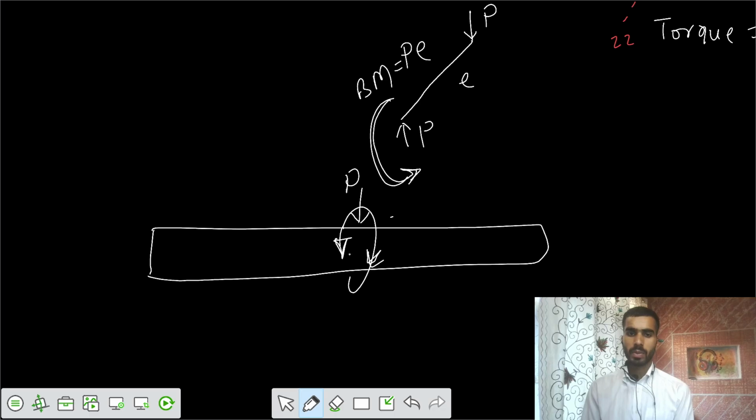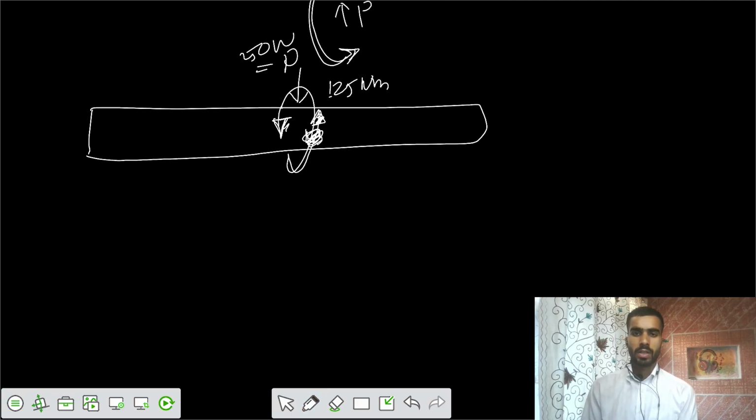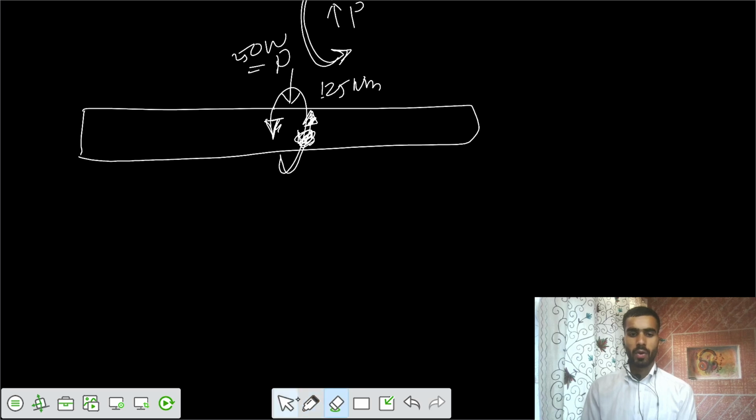Clockwise should be in this way. This is your clockwise moment. Clockwise moment developed equals 125 Newton meter, and your load equals 250 Newton. Now, based on this, you are having two loads.